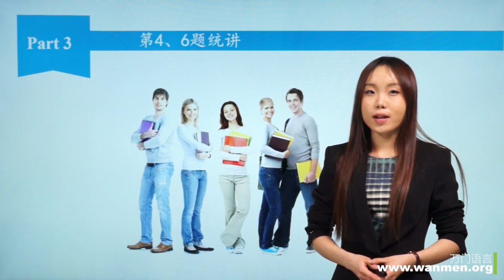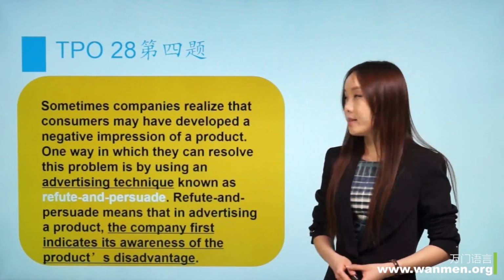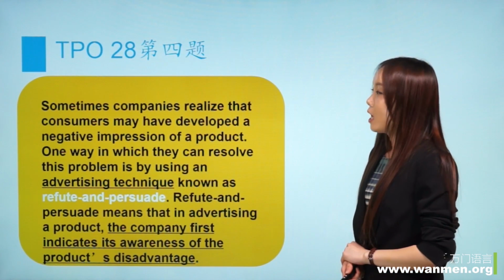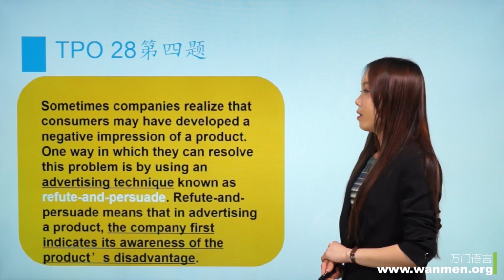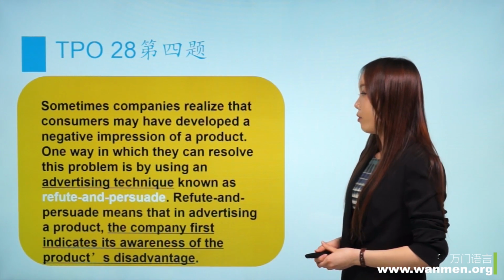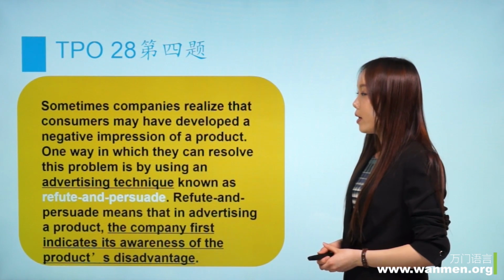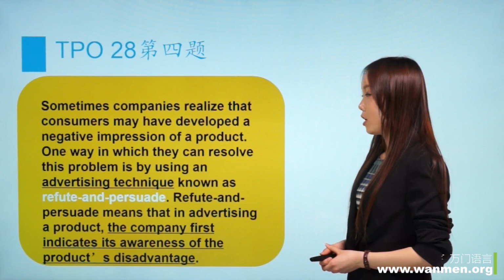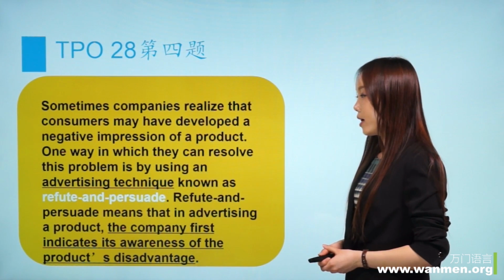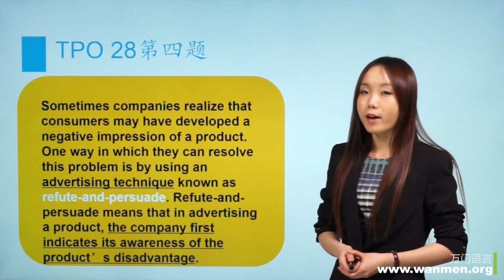第三部分呢，我们就来讲解一下第4和第6题。首先呢，我们来看一下28题的第4题。Sometimes companies realize that consumers may have developed a negative impression of a product. One way in which they can resolve this problem is by using an advertising technique known as refute and persuade.